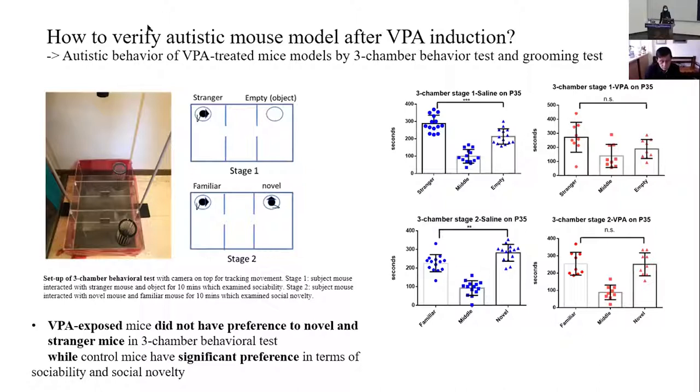And here is the result showing that when compared to the control group, which is the saline group, there is a significant difference in the preference for the stranger and also the novel mice in the first and the second stage. However, the PPA mice, which are assumed to be autistic, have no significant preference between stranger and novel mice. So this means that PPA-exposed mice do not have a preference for novel and stranger mice, which may indicate some impairment in social interaction.